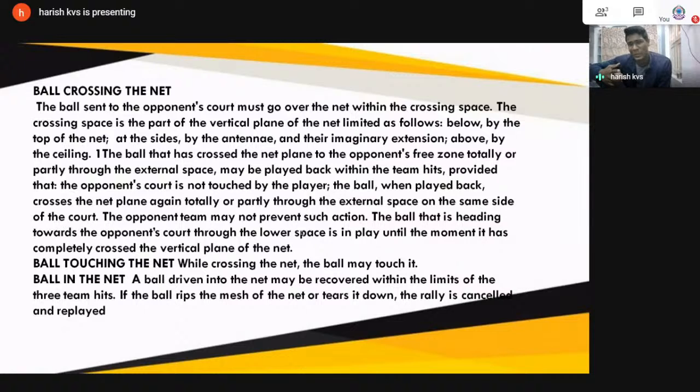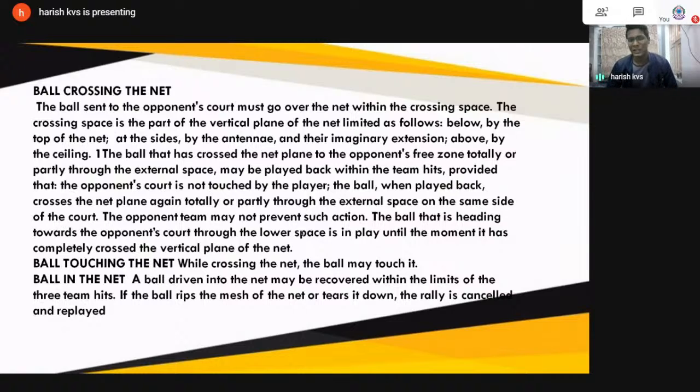The crossing space is a part of the vertical plane of the net limited as follows: the top of the net, and the sides of the net by the antenna, and there is an imaginary extension above, up to the ceiling. The ball that has crossed the net plane to the opponent's free zone, totally or partly through the external space, may be played back within the team hits, provided that the opponent's court is not touched by the player. Once again, we are getting into so much detail. The basic thing you need to understand in ball crossing the net is that, as I have said earlier, the ball should be moved towards the opponent's court within the region of the antennas which are placed on the net.